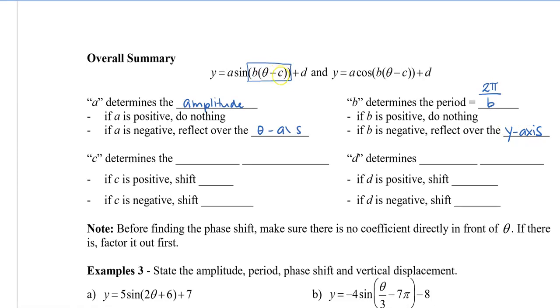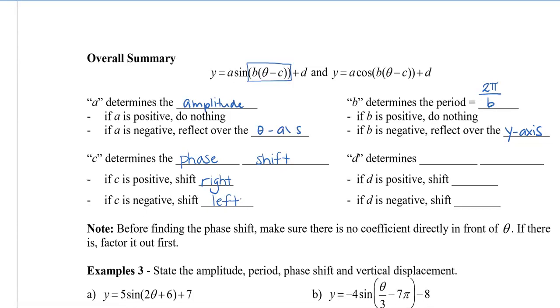All right, C is also inside the brackets here. And C, which we just noticed, determines the phase shift. If C is a positive value, we're going to shift to the right. And if C is negative, making this become a plus sign, we're going to shift to the left.